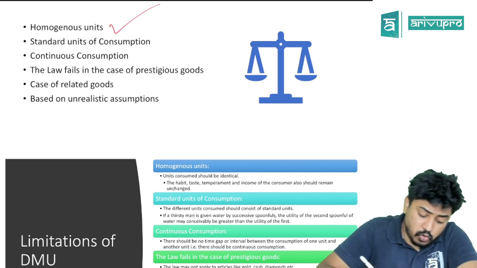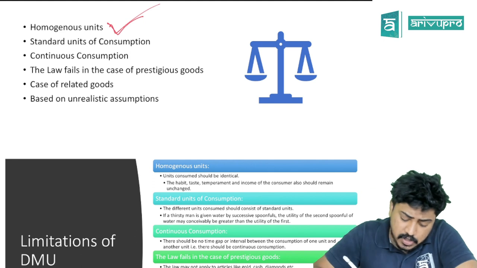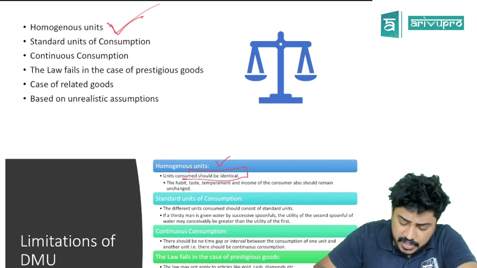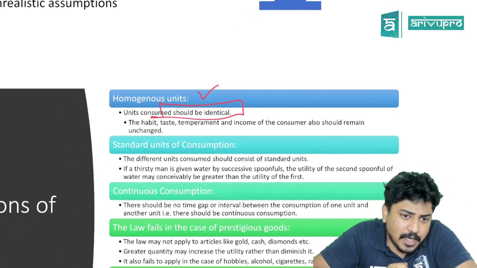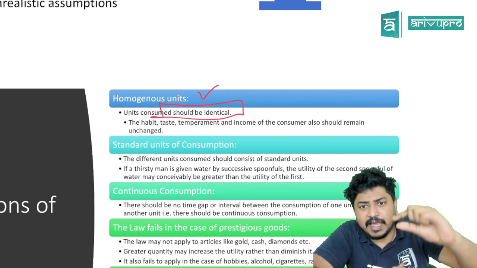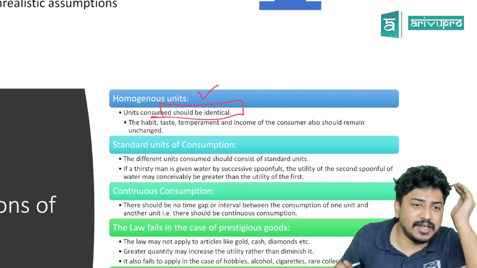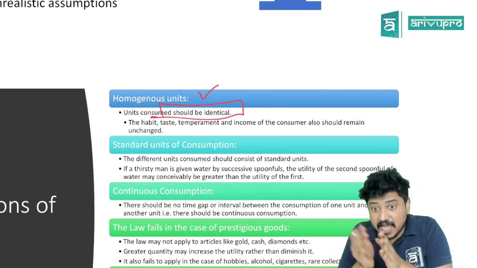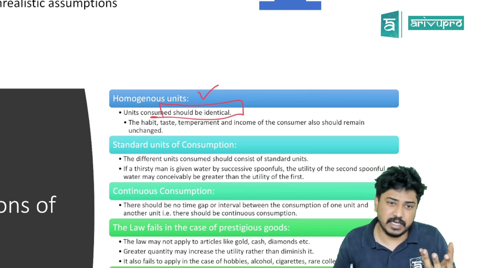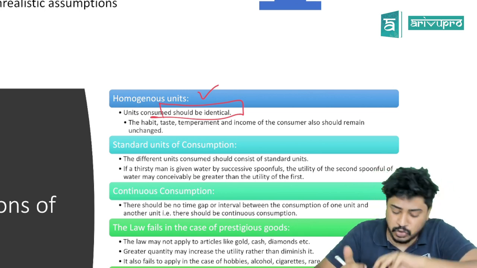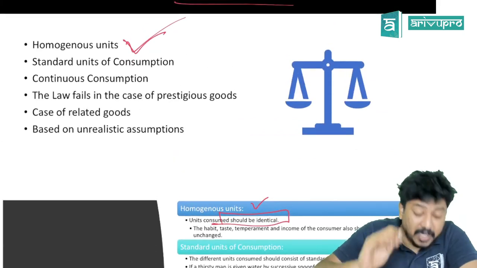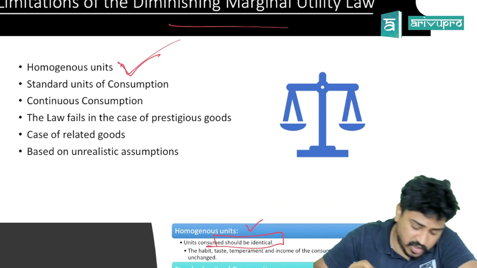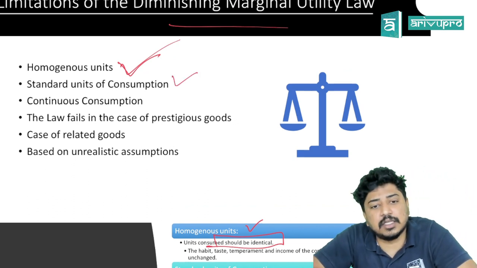Done. So, homogeneous units. What does that mean? The units of goods should be identical, right? Let us say you eat a chicken leg piece. Second leg piece means the second piece also should be a leg piece only. It should not be a neck piece or breast piece or some other piece, and it should look the same, taste the same. Everything should be identical, right? Which is a little bit difficult, as you know. But these are the assumptions which are there. Because of that assumption, it looks like a limitation. We call it standard units of consumption, right?